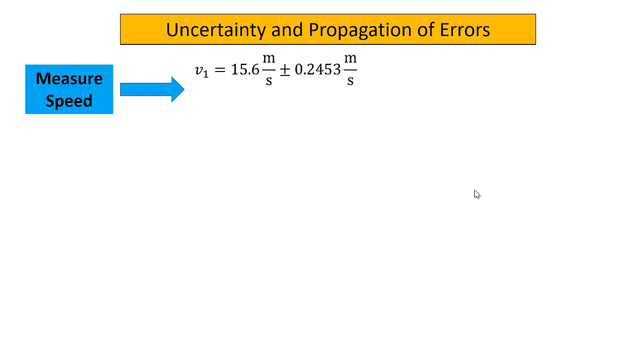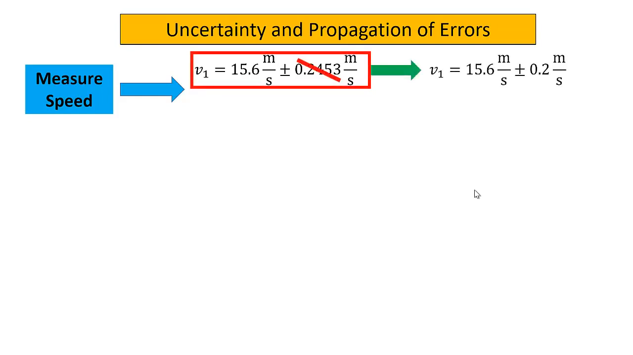Now this would not be an appropriate way to report this answer, because that uncertainty has way too many significant figures associated with it. We have no reason to quote an uncertainty to 4 significant figures. So if we're going to quote an uncertainty, we should generally quote it to about 1 significant figure. That's pretty typical. There are rare circumstances where you want to quote more than that.